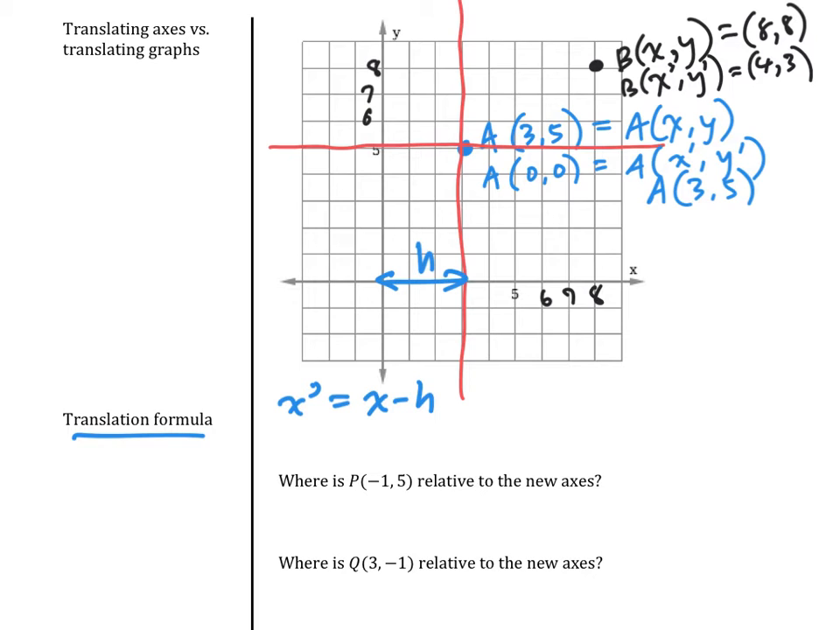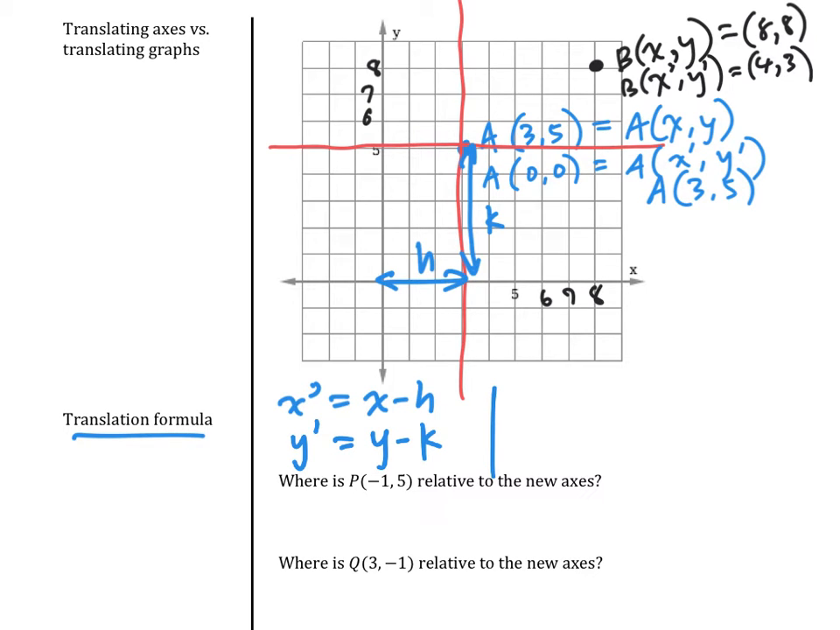And so to get to the new axis, you take the old x and minus h. And then to get the new y coordinate, you take the original y and then minus k. Now, what is k? Again, k is the vertical movement up to the new axis. All right, that's one set of formulas.